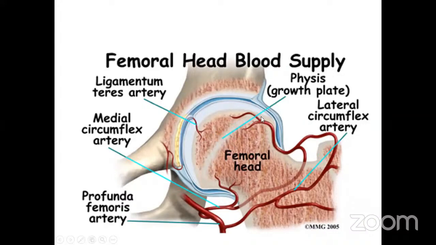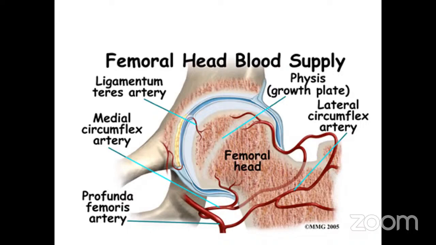So what happens when the physis is closed after, say, 16 to 18 years? All three vessels, the lateral epiphyseal artery, the medial epiphyseal artery, and the metaphyseal artery, will supply after the physis is closed. That means after 16 years. So this is the artery of the ligamentum teres or the medial epiphyseal artery. So this is in short about the femoral head blood supply.